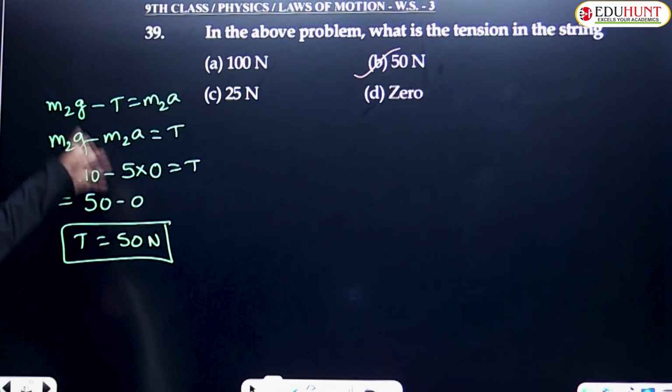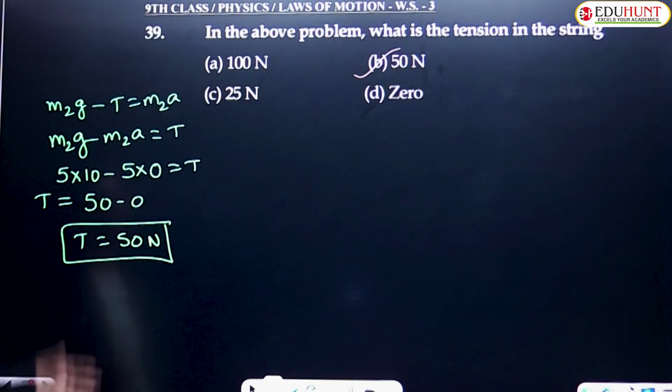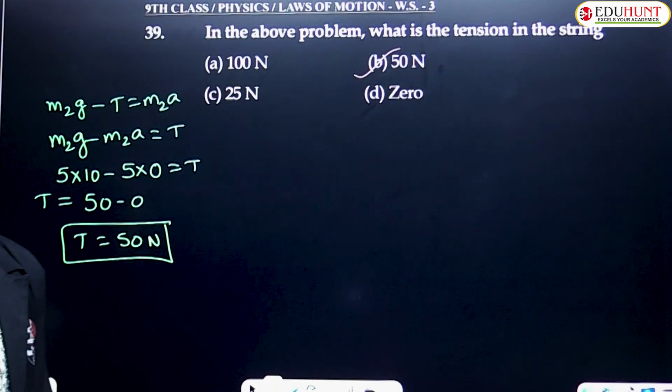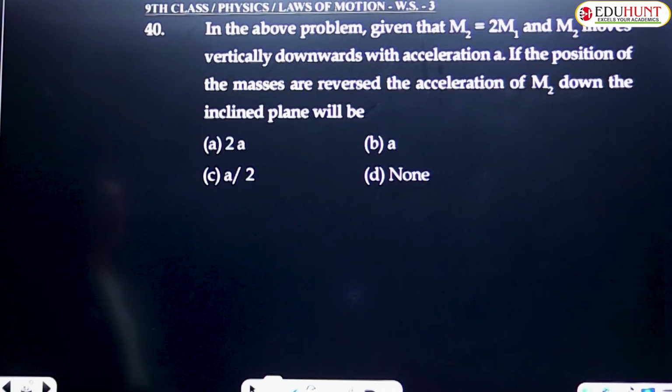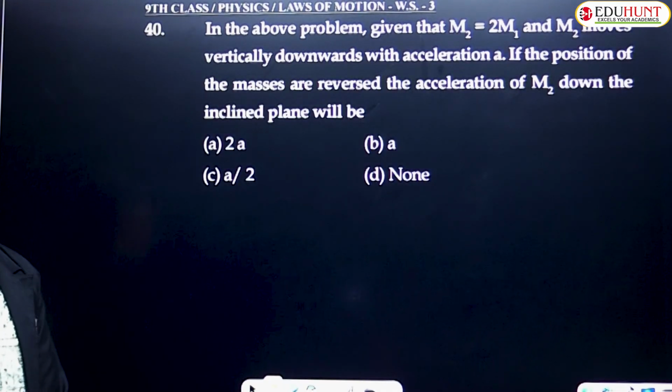Clear? Either of the equations you can substitute. I took the first equation, you can try with the second equation. You will get the same result, children. So the answer: the tension in the string is 50 newtons. Well, now moving to the 40th problem.